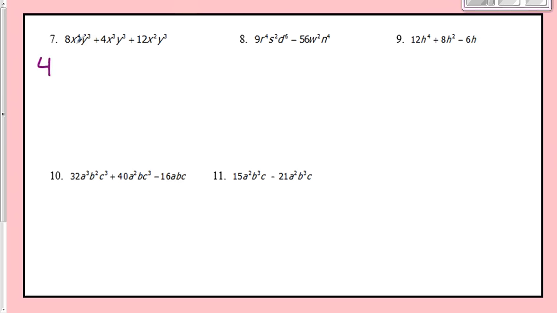My x's, I've got x to the 4th, x to the 3rd, x squared. Well, the biggest x I can take out would be x squared, okay? Then I've got my y's, y to the 3rd, y to the 3rd, y to the 3rd. Obviously, I can take out a y to the 3rd. So let me open up my parentheses.